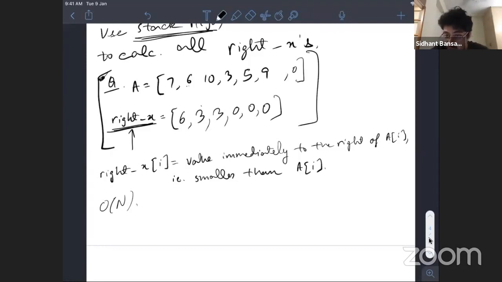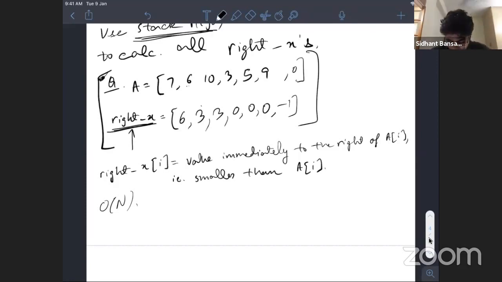If there's a case that there is no smaller element to the right, you can just put -1. Like for the last guy 0, there is no guy to the right, so just put -1. That's a question I am defining, so I can define it anyways.